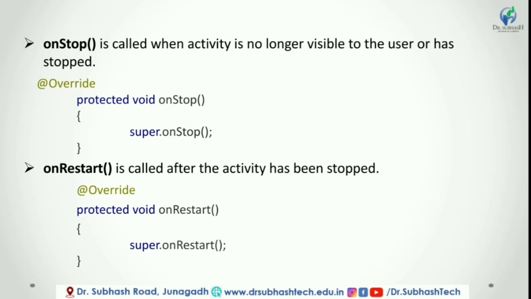Next method is onRestart. The system will invoke onRestart method when an activity is restarting itself after stopping. The onRestart method will restore the state of activity from the time that it was stopped. The onRestart callback method in Android activity will always be followed by onStart method.